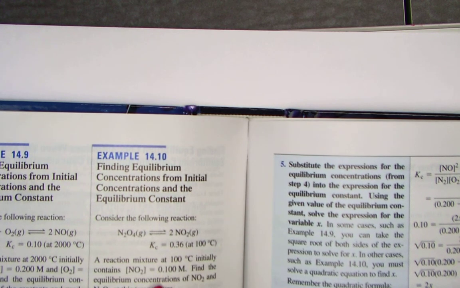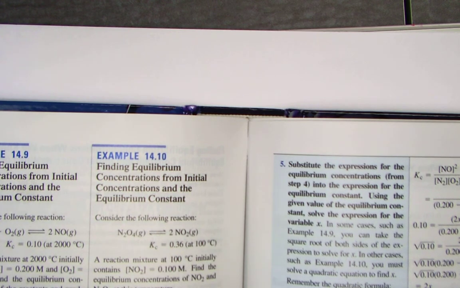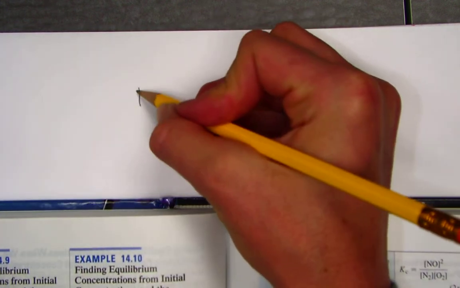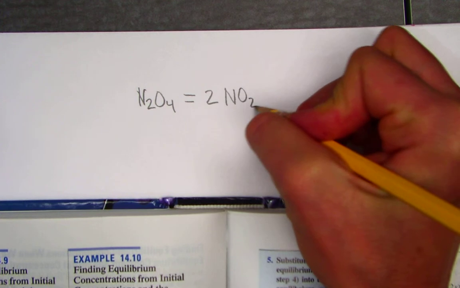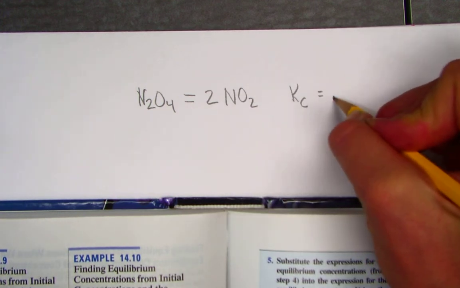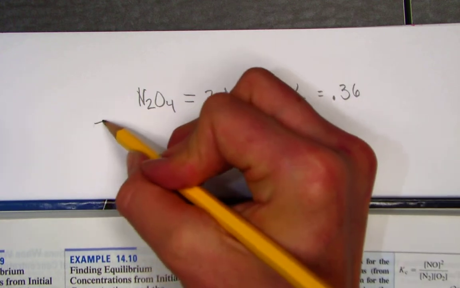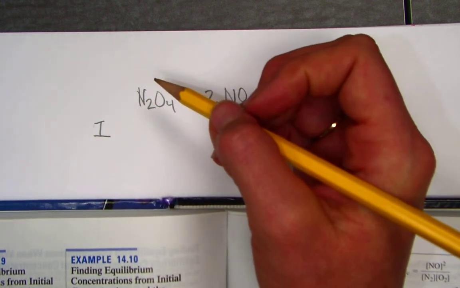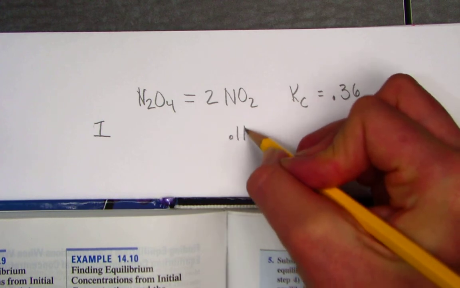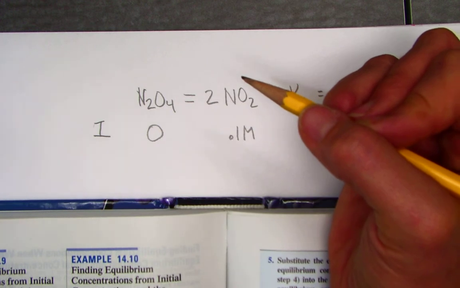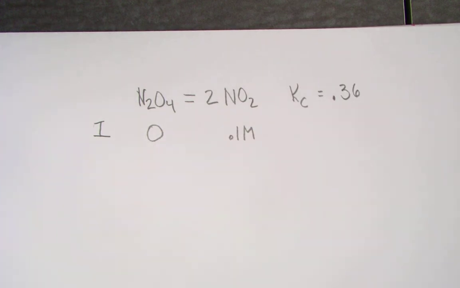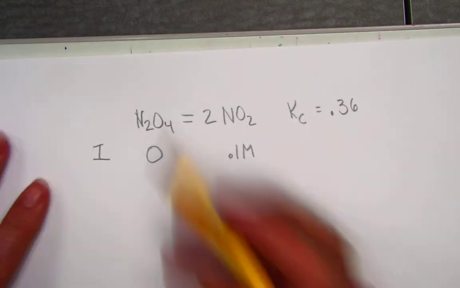They give us initial concentrations and ask us to find, ooh, it's thunder booming out, the equilibrium concentration. So I'm going to keep the book handy to record what we have. N2O4 in equilibrium with two NO2s. Kc is given as 0.36. I'm also told the initial concentration of NO2 is 0.1 molar. I have no N2O4. Find the equilibrium concentrations of reactant and product. This is all we know.